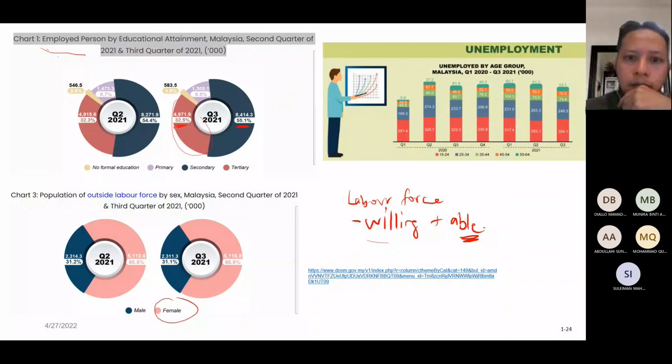And this figure basically, if you want to look at the age group of people who are unemployed, basically the younger people are the most unemployed. So if you look at the age range, 15 to 24 is the highest, followed by 24 to 34. Okay, so usually these are the people who just graduated and are starting to look for a job.